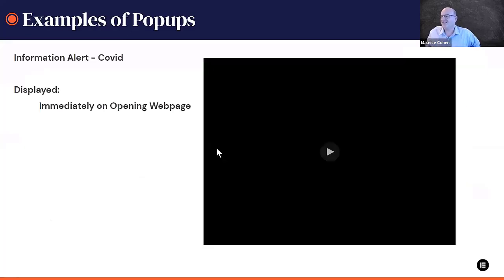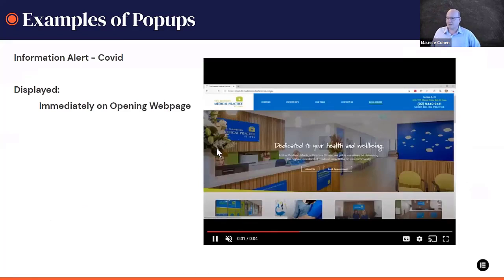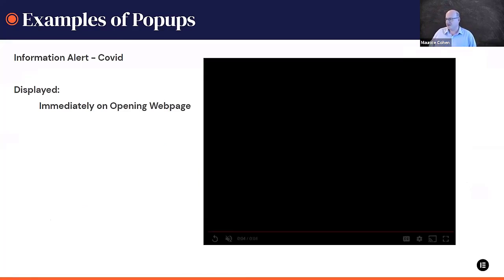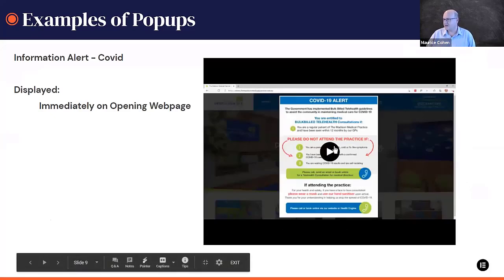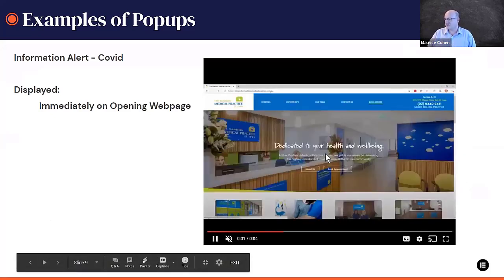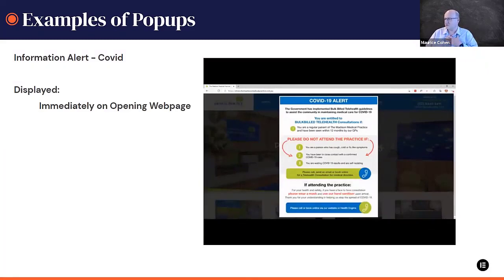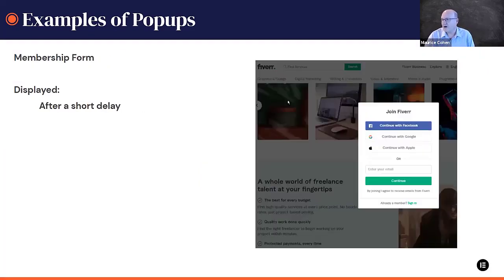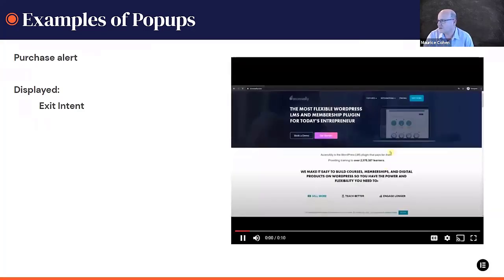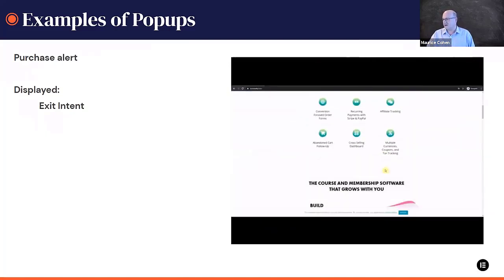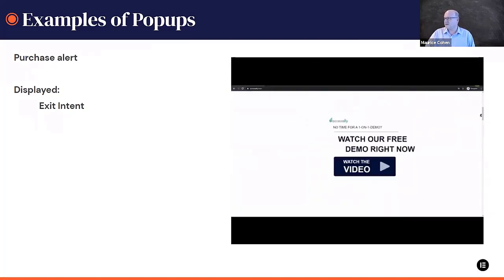So let's get on. An example of a pop-up, we've all seen this sort of pop-up, opens up immediately on the page. This is obviously the COVID alert. Within 2 seconds of this page loading, you can see that pop-up appears. Then you've got the other one, such as Fiverr. Join us. It just pops up soon after you open the screen. Another one, a purchase exit intent, which I'll show you how to do. As the mouse moves to the top, the pop-up comes, and that pop-up just covers the whole screen.